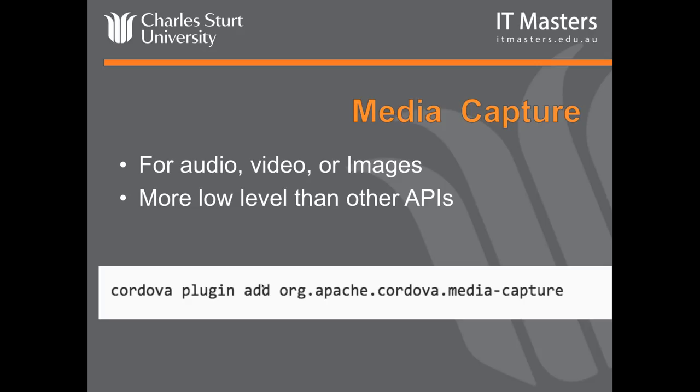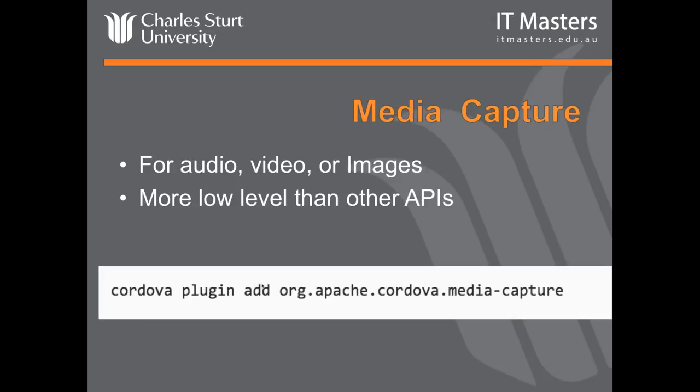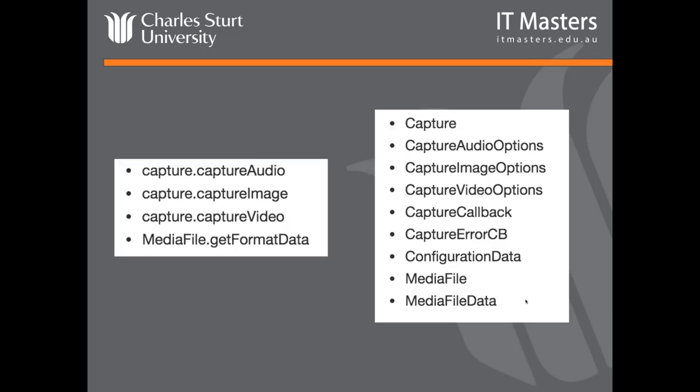Now, if you want to go more low level, that last one we looked at is pretty high level: start, record, stop, save, all that kind of stuff. But there might be times when you want to do things at a lower level, where it's not just starting and stopping things. So there is something called the Media Capture API, and this is used for audio, video, and images. Like we looked at with the camera, if you want to go deeper, this is the one that you would use. So we add that in, and this is the sort of stuff that we can do. We have these main areas: capturing image, capturing video, capturing audio, and then getting the data as well.